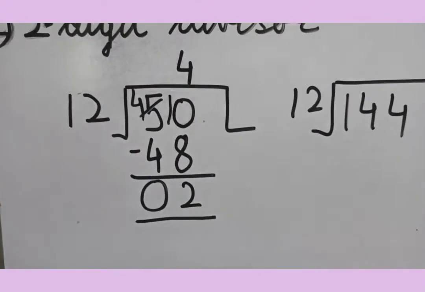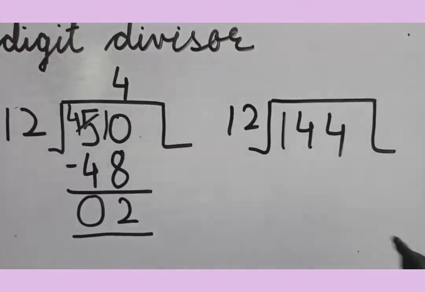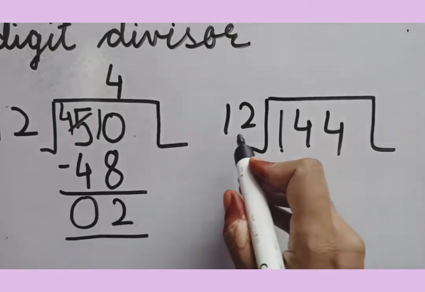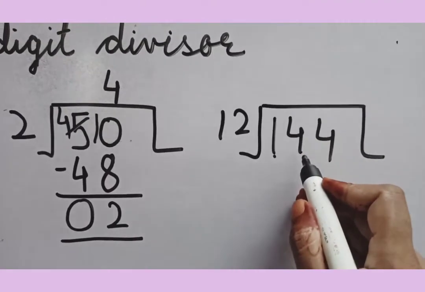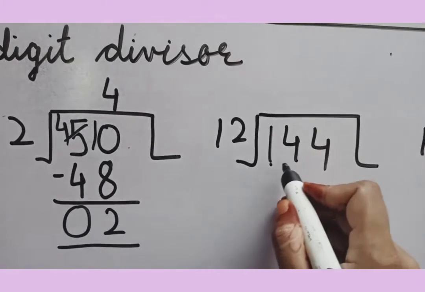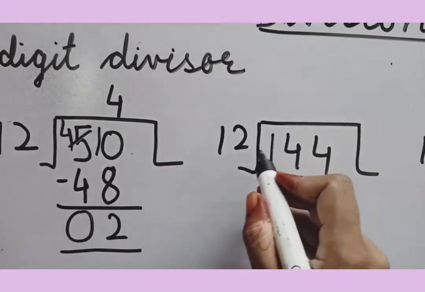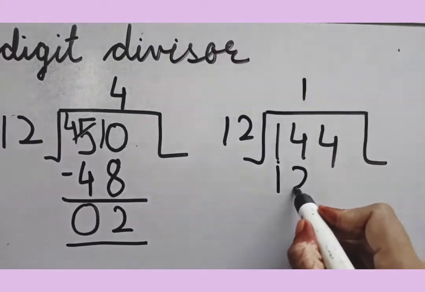Now let's see the next number. It is 144. Again the rule says 1, which is less than 12. I'll take 2 digits together, it becomes 14. Now 14 is more than 12. So I'll take these two numbers together, and 14 doesn't come in 12's table. So I'll write 12 1s are 12.